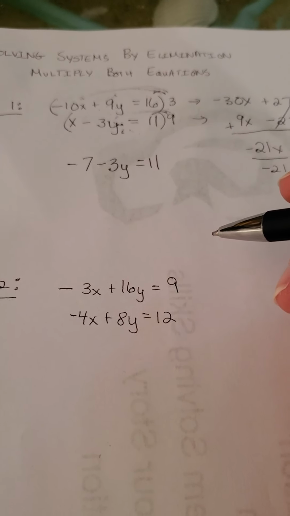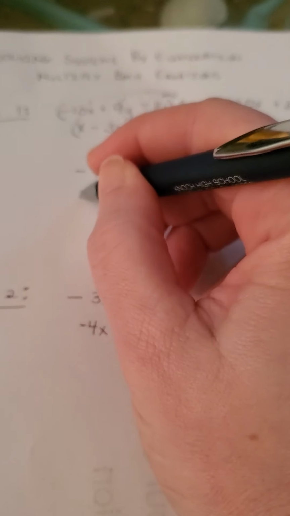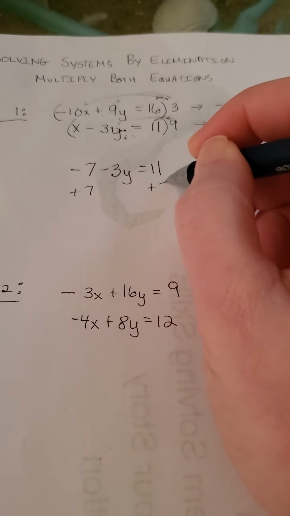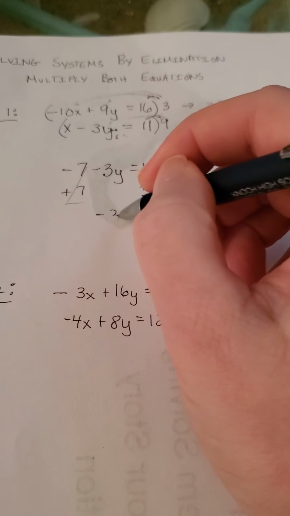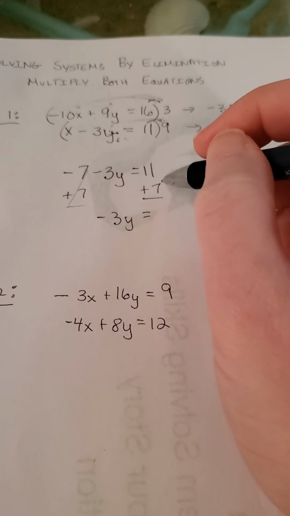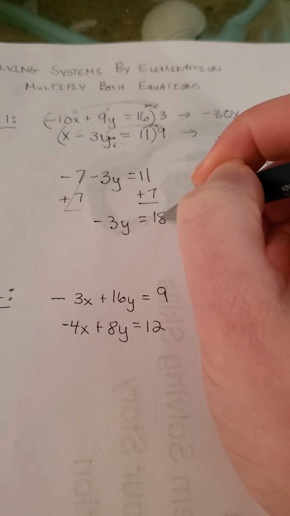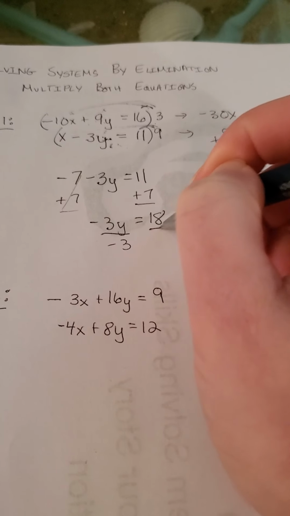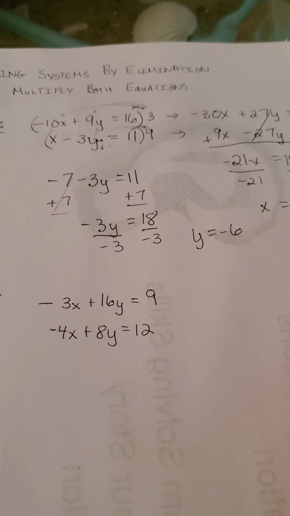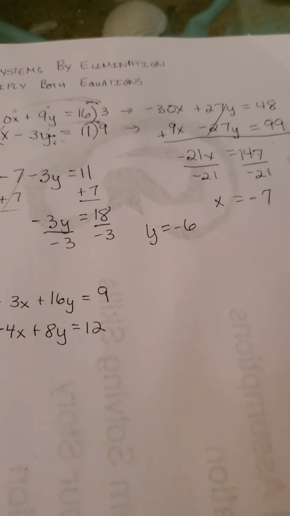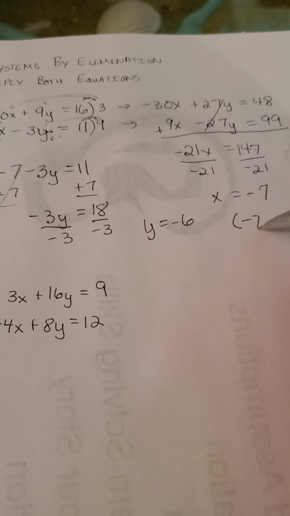Now that's a negative in front of that 7, so to get rid of a negative, I've got to add 7 to both sides. That means it's gone. I've got -3y. 11 plus 7 is going to give me an 18. 18 divided by -3 is y equals a -6. So my solution is -7, -6.